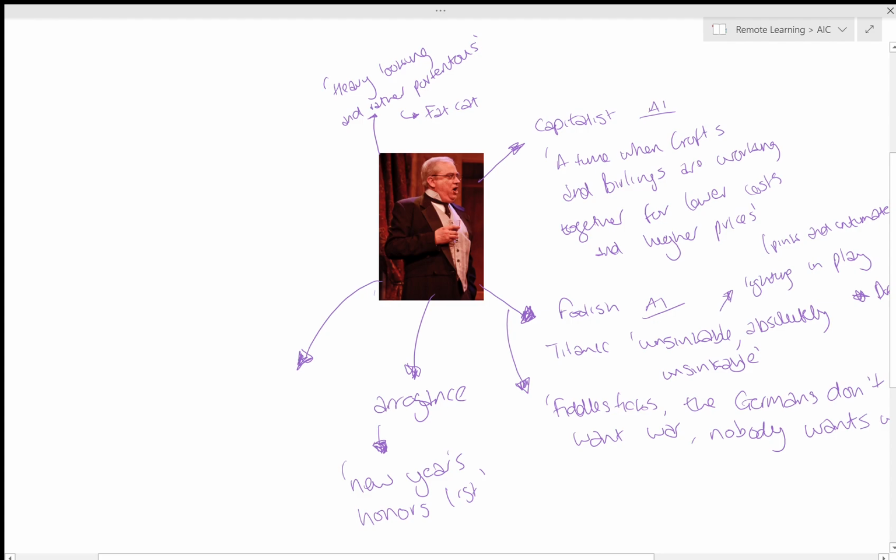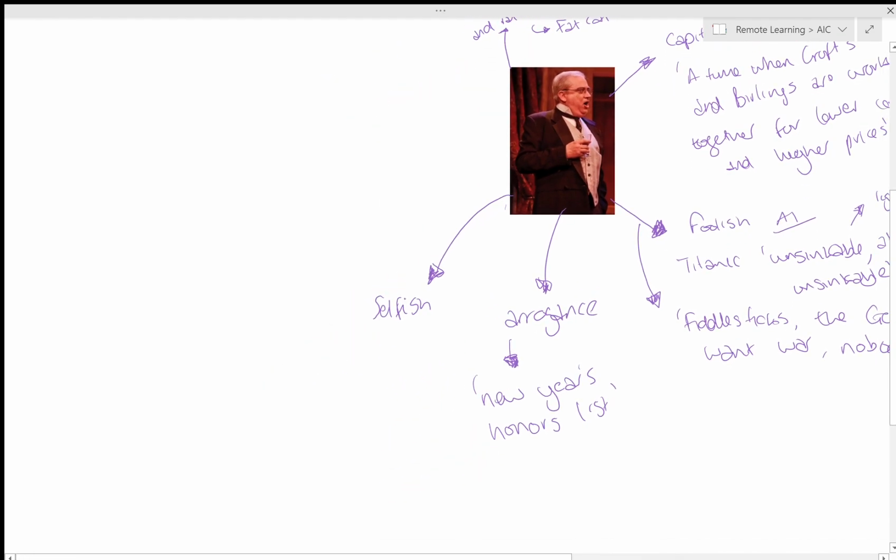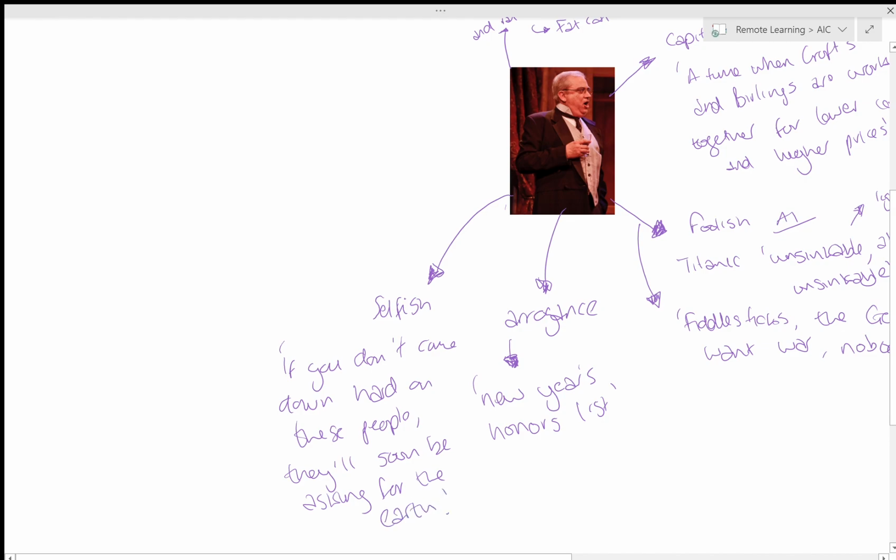Apologies. This idea that he's quite selfish, that he's only interested in his own furthering and his own abilities and what he cares about. One of the quotes that springs to my mind is, "If you don't come down hard on these people, they'll soon be asking for the earth." And this backs up the idea that he really does not view the working classes as worthy or important in society. He treats them like drones almost, like they're not quite real or not important.